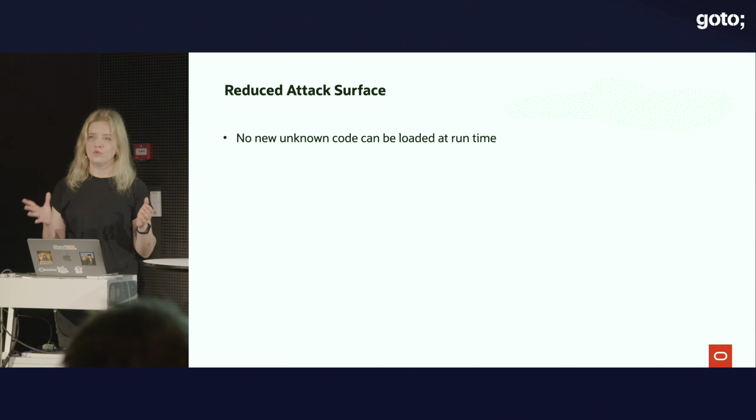And last but not least, some attack vectors, and especially those around just-in-time code compilation, are just impossible in Native Image because there is no just-in-time code compilation anymore. It's all compiled ahead of time at build time. So there is no just-in-time code compilation, and all those attack vectors are simply impossible with Native Image.